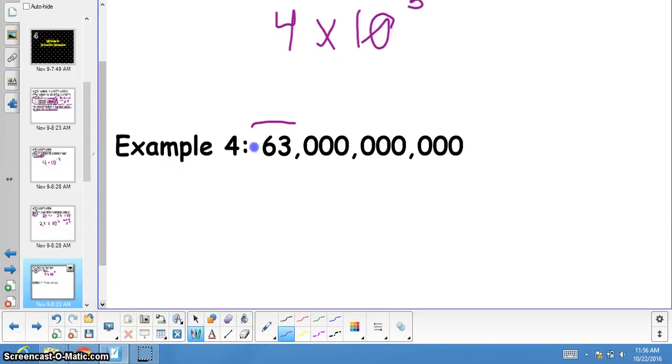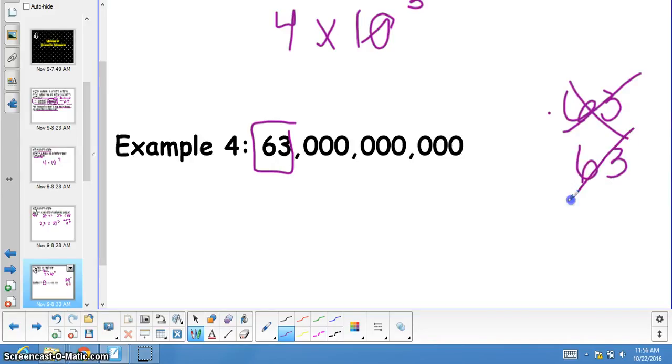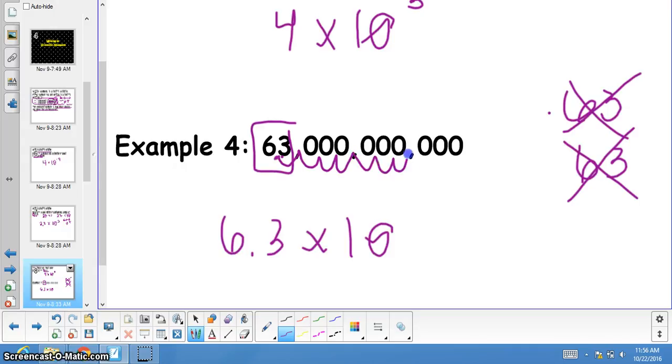My first two numbers, non-zero, are 63. I can't have 0.63. That's not greater than 1. And I can't have 63. That's not less than 10. So I'm going to put the decimal in between the 6 and the 3. Base 10, moving 1, 2, 3, 4, 5, 6, 7, 8, 9, 10. 6.3 times 10 to the 10th power.